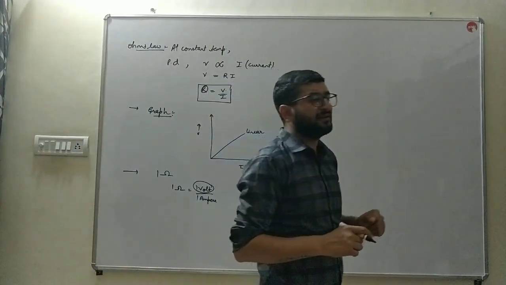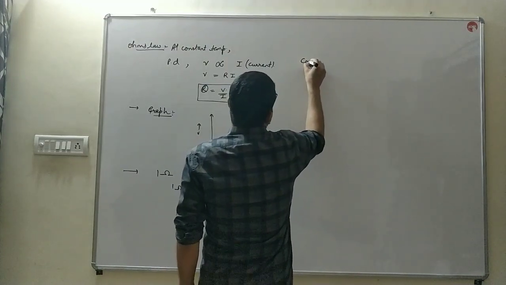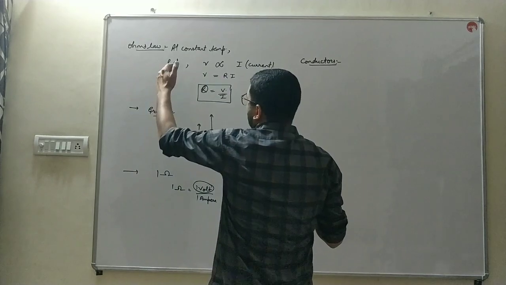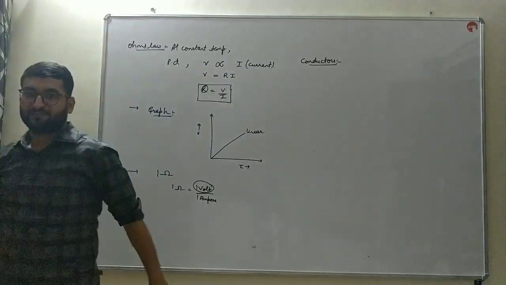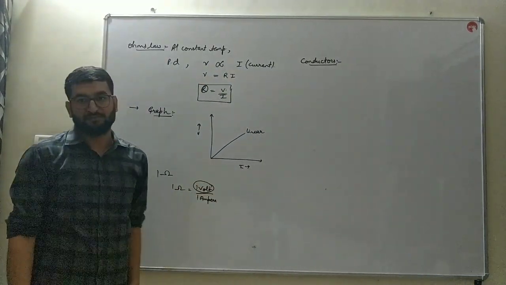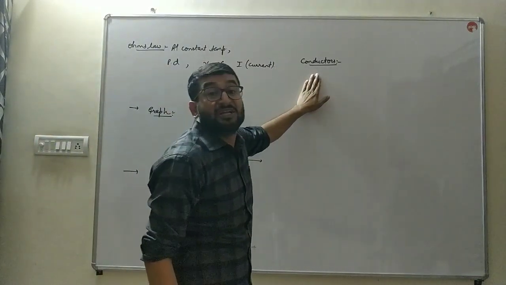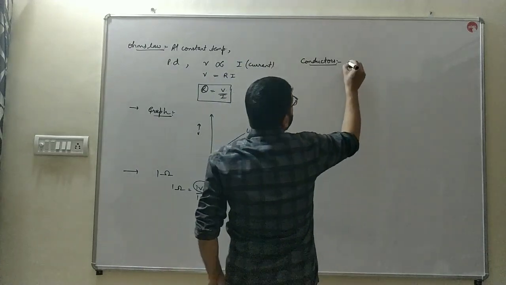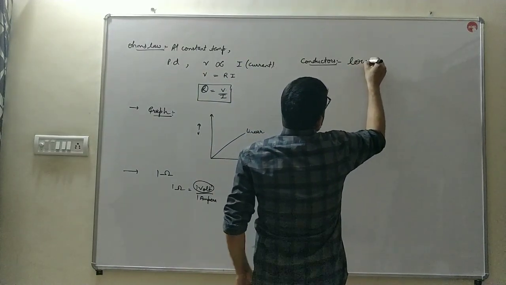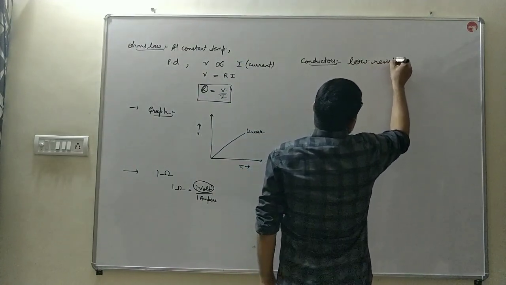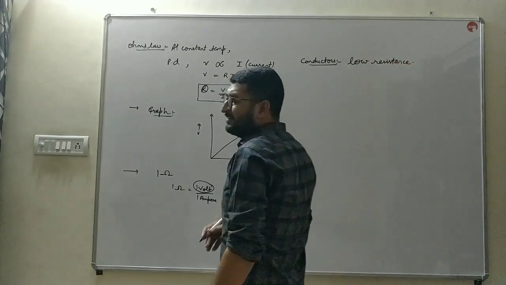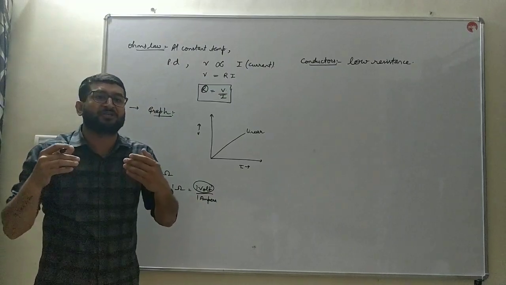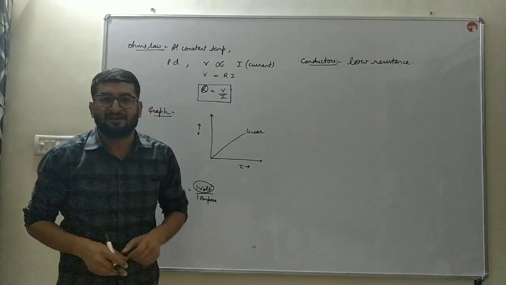Now we differentiate the conductors and insulators on the basis of resistance, on the basis of basically Ohm's law. Conductors are the substances which allow the electricity to pass through them. That means they have a very low resistance. So the materials which have very low resistance and allow the electricity to pass through them are known as conductors.